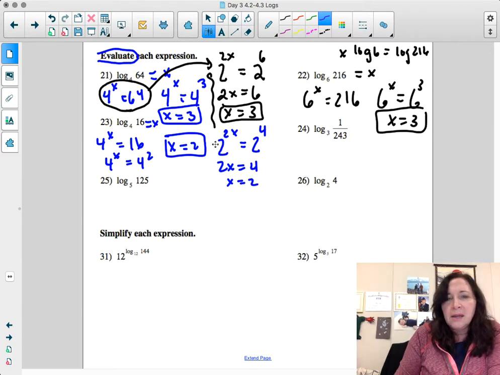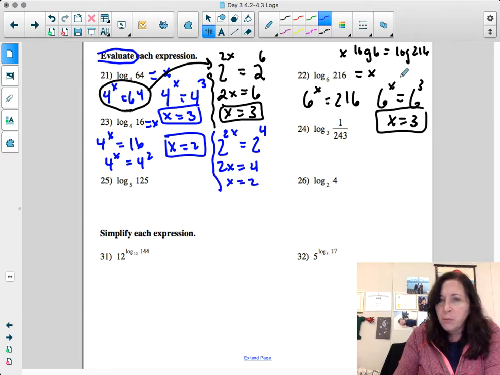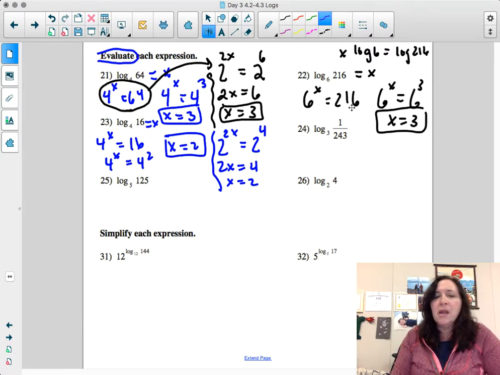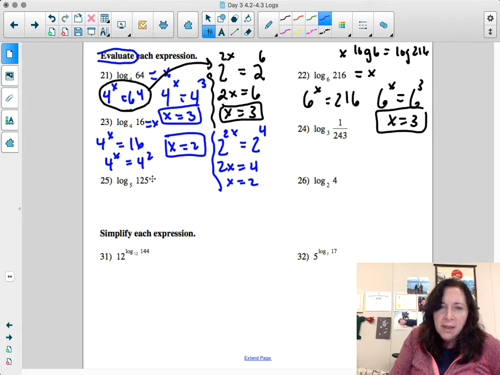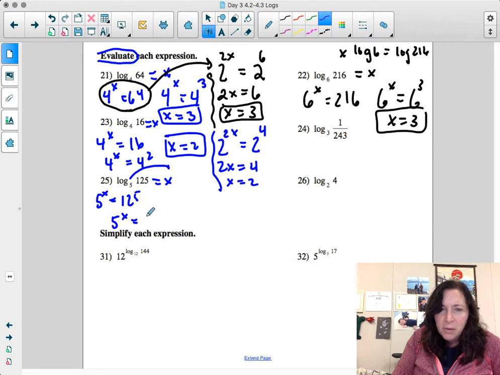Again, I know I'm doing this twice and I'm spending a lot more time than I need to on this, but I do want to show you that there are options to these problems, and you don't just have one way to do it. So this was going to be 5 to the x power is equal to 125. I'm going to try to get the bases the same. So I have 5 to the x power equals 5 times 5 times 5, which is 5 to the third. So I have x equals 3.